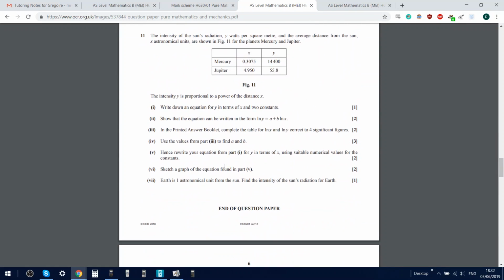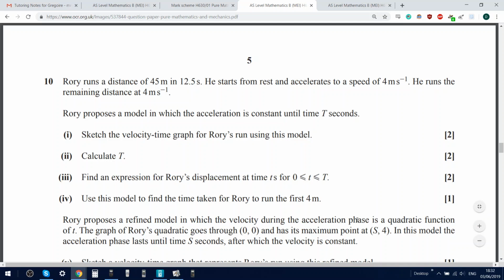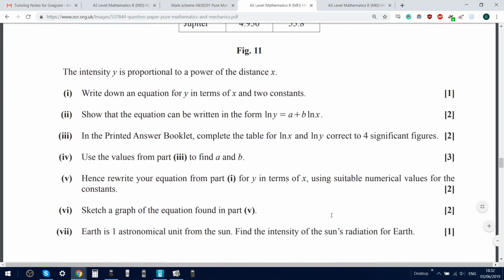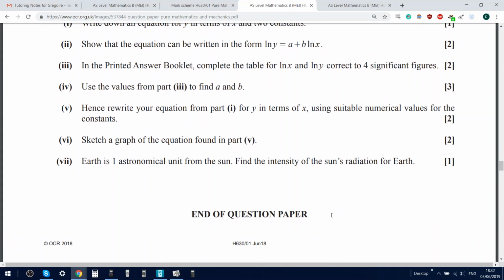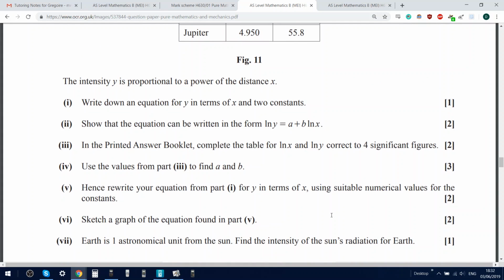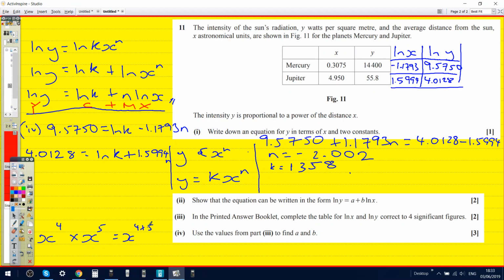Okay. Sorry about that. I was looking at the wrong bit in the mark scheme. That's right. Where was it? So we were on sketch a graph. I imagine that's easy for you. Oh, I found mine. So for sketch graph found in part V, we need to rewrite the equation. So what is the equation? Use the values from part I to find A and B. Yeah, we got those.